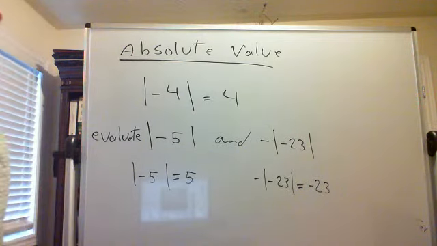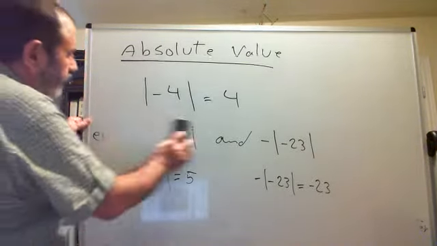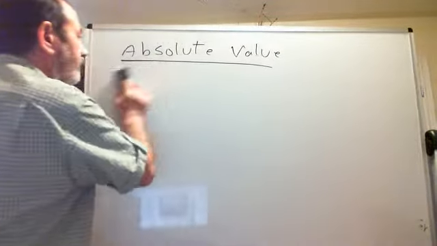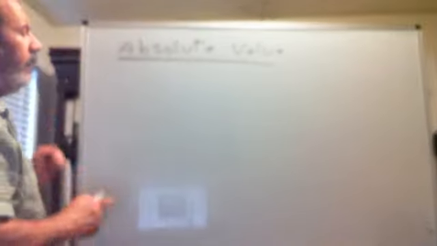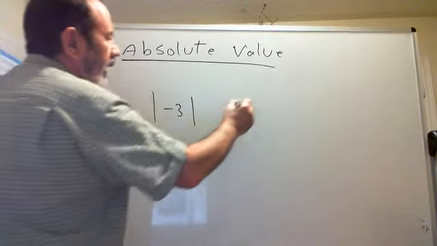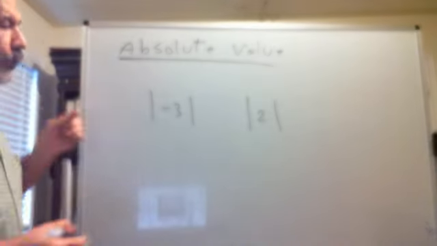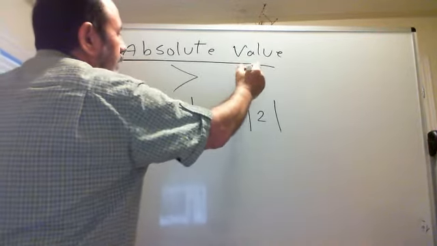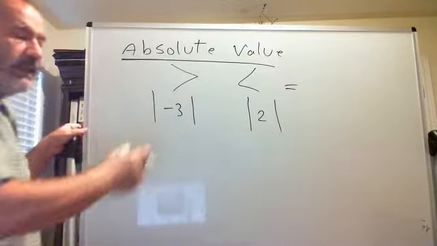The question is asking: put the correct symbol between these numbers, negative 3 and 2. Put the correct symbol. This one is greater, this one is smaller, or this one is equal. Do you remember this sign?